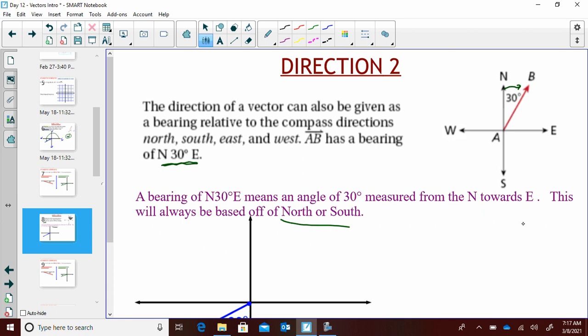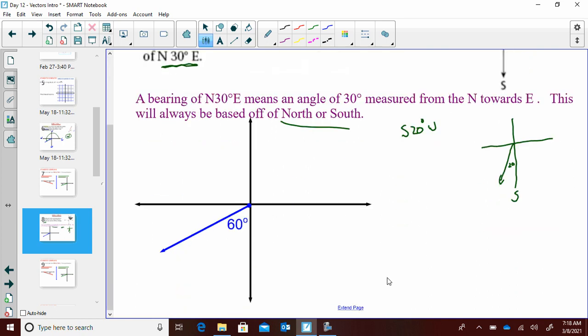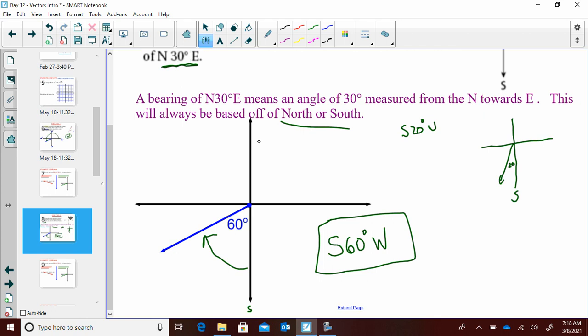That's how it's written. So I'm going to give you another example. That means we look at south and we hit 20 degrees west. That is how we look at it. It's always based off of north or south. So if I look at this one, we're based off of south. So it's south, we're going to hit 60 degrees west. I guess technically you could be north 120 east, but you want to keep it less than 90 so you can stay in that quadrant. Okay, so it's south, 60 degrees to the west. It tells you where your starting point is, and then it moves you either way.